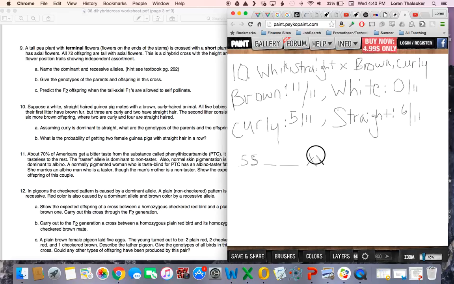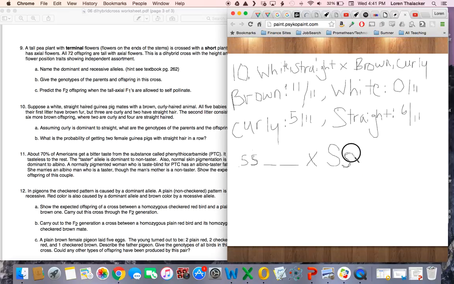I'm crossing that with a curly-haired guinea pig. I know that the curly-haired guinea pig has curly hair, so it has to have at least 1 dominant allele. So it has to have at least 1 big S for curly. Okay, but I see that half of their offspring have curly hair and half have straight hair. And if I gave them both dominant big S's, then there'd be no chance of them ever having straight hair. So that must mean that he has a straight hair allele hidden by that curly hair allele.